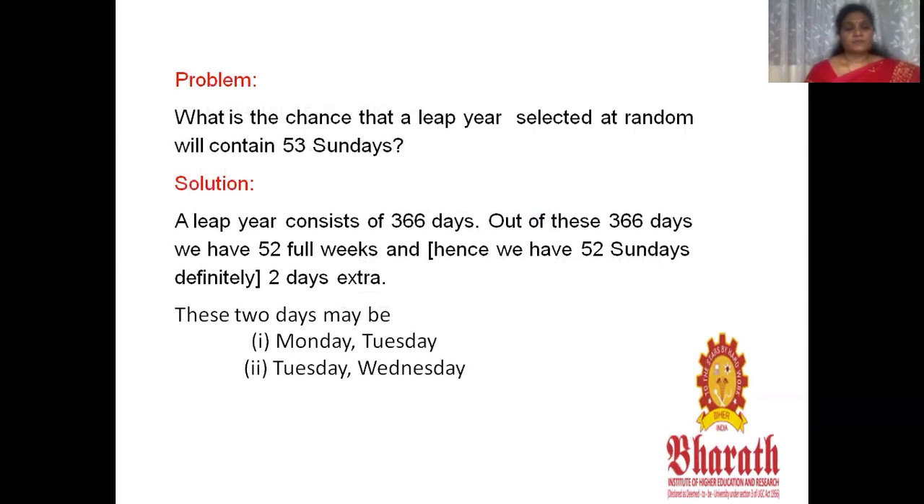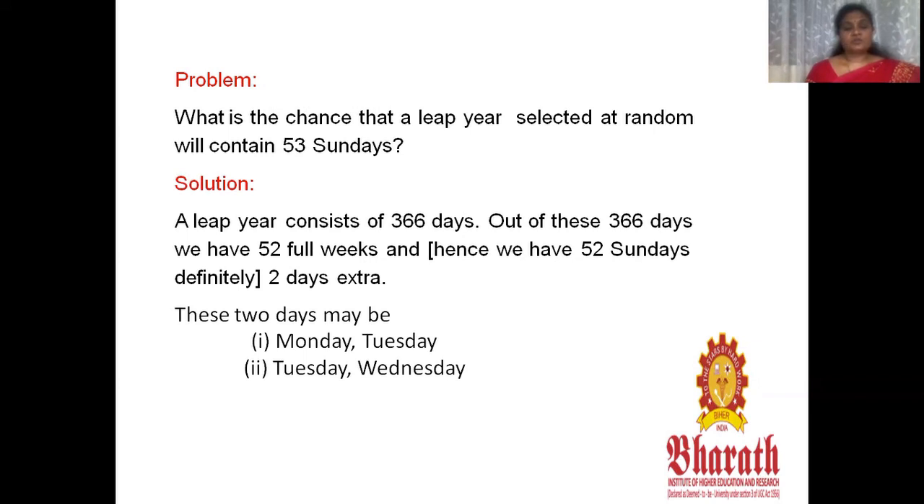Next problem. What is the chance that a leap year selected at random will contain 53 Sundays? A leap year consists of 366 days. Out of these 366 days, we have 52 full weeks. Hence, we have 52 Sundays definitely, because each week contains a Sunday. After that, you have 2 days extra.